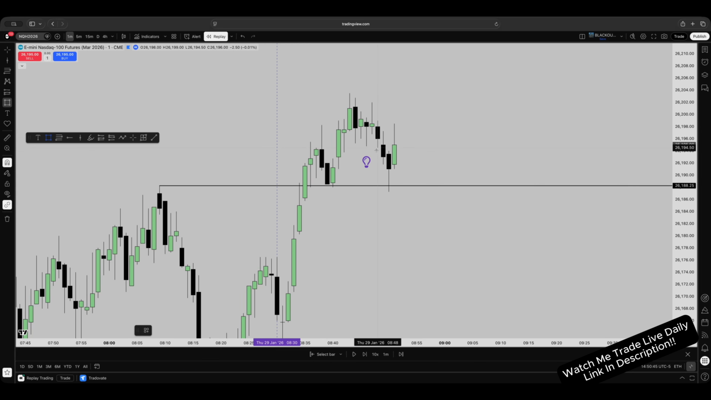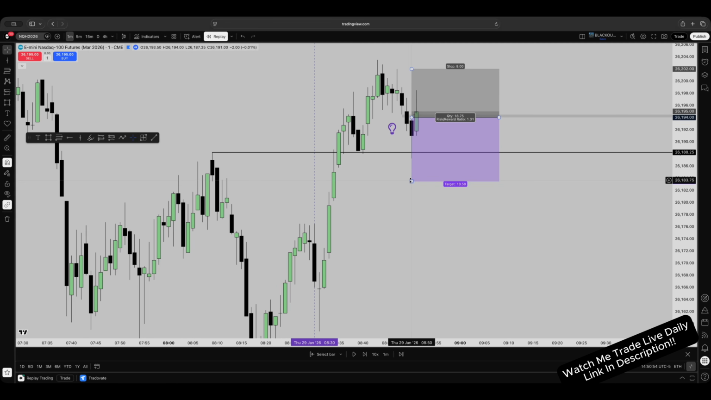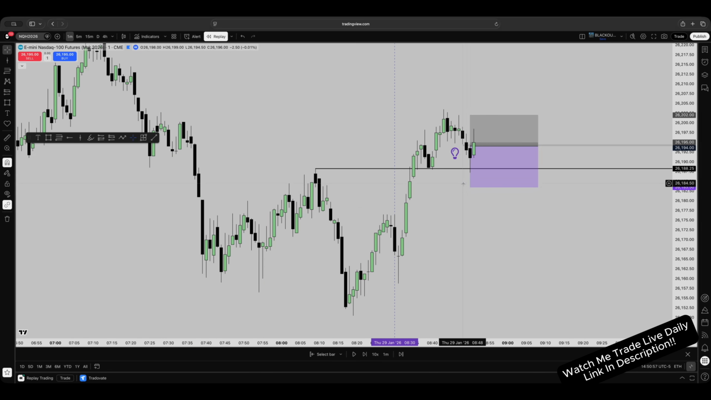So you'll mark out your fair value gap, and as soon as price retests the fair value gap, that is where you want to go short. Stop loss is going to be at the high of the displacement leg, and you just want to be targeting internal range liquidity for full TP.